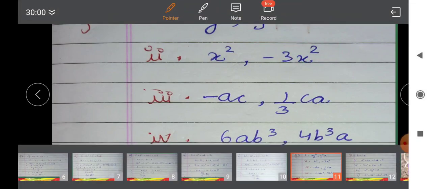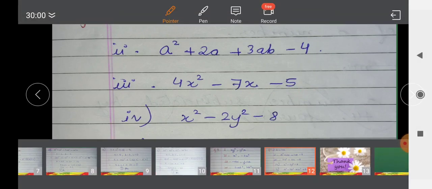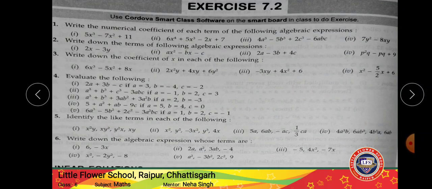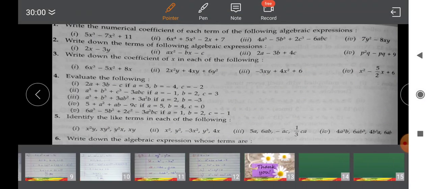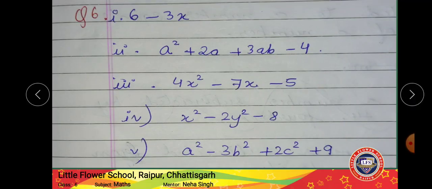So moving on to the next question. Sixth question, what is it? Let us see first. Write down the algebraic expression whose terms are given. Now see, terms are given. You just need to remove the comma and write the terms given as it is. 6 minus 3x, right? Just remove the commas and write according to the sign. If nothing is given, plus sign. If minus is given, minus sign. And you can write accordingly. Okay, just you have to remove the commas.